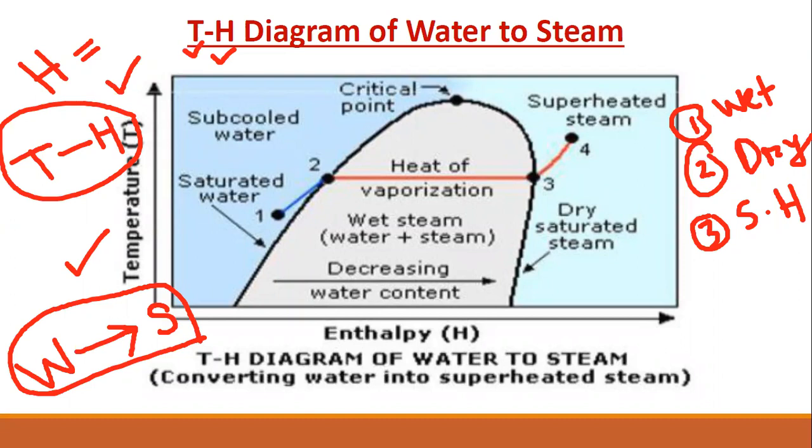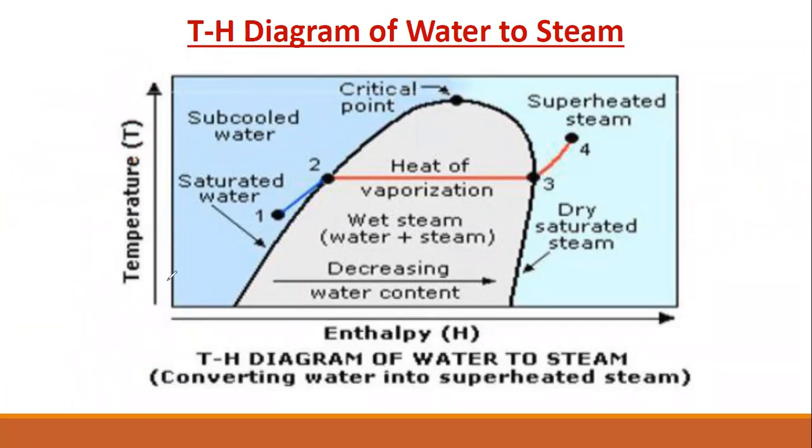So in this TH diagram of water to steam, we can look at the three steam regions. First of all, think that we will convert from water to steam. The x-axis is heat or enthalpy. Suppose this is the central point. If I go from left to right, in this direction, that means the heat is increasing.